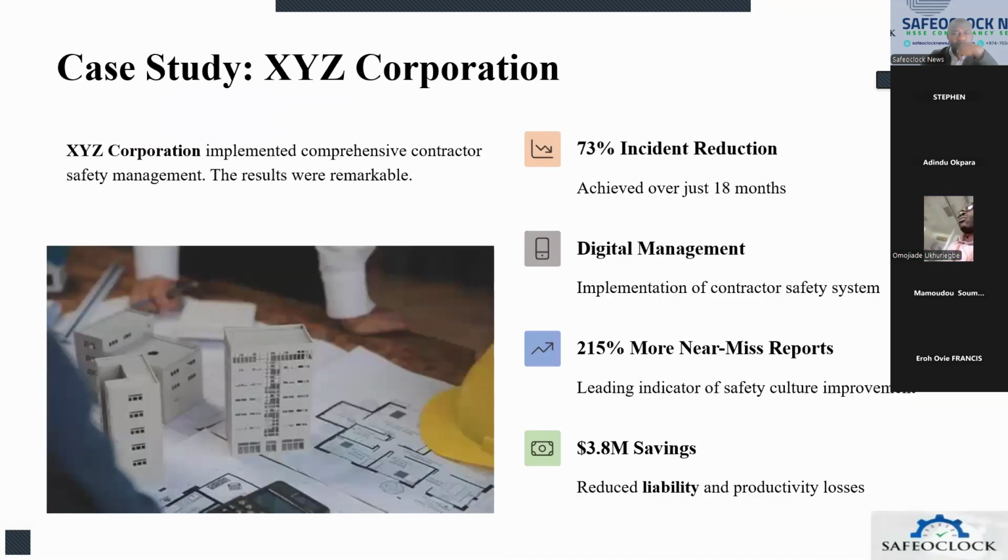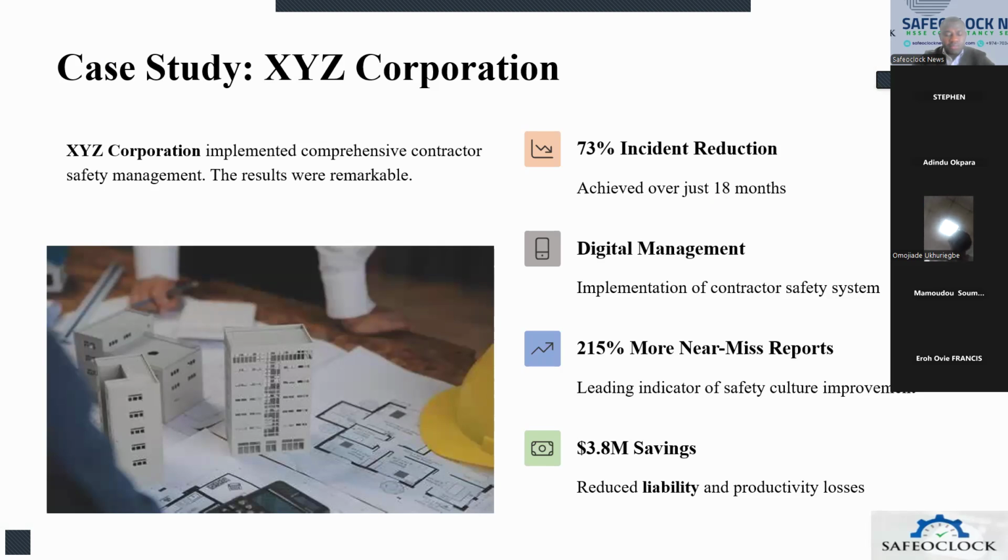So going forward, I will just use an XYZ organization that implemented comprehensive contractor safety management. I was reliably informed that the result was remarkable in the sense that they had a 73% incident reduction within a space of 18 months. And in respect of digital management, they implemented a contractor management system using digital software, which also enhanced their management of contractors generally.